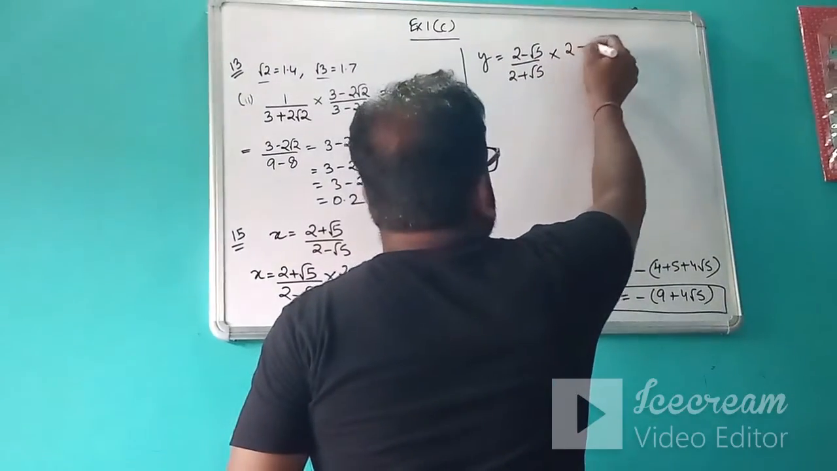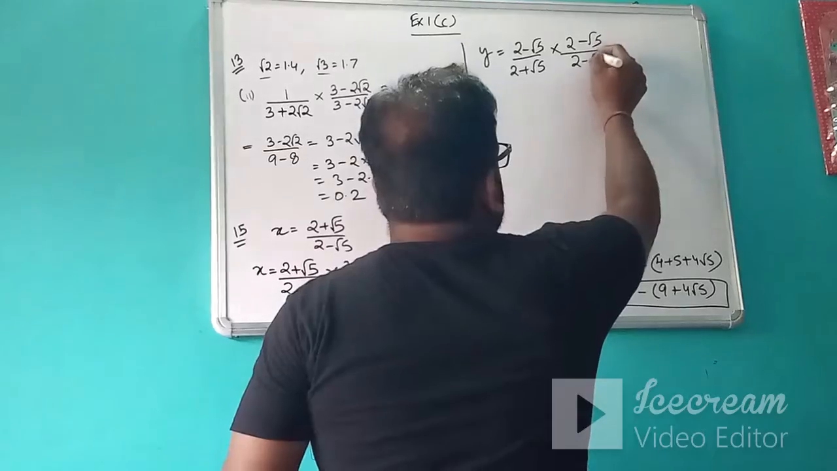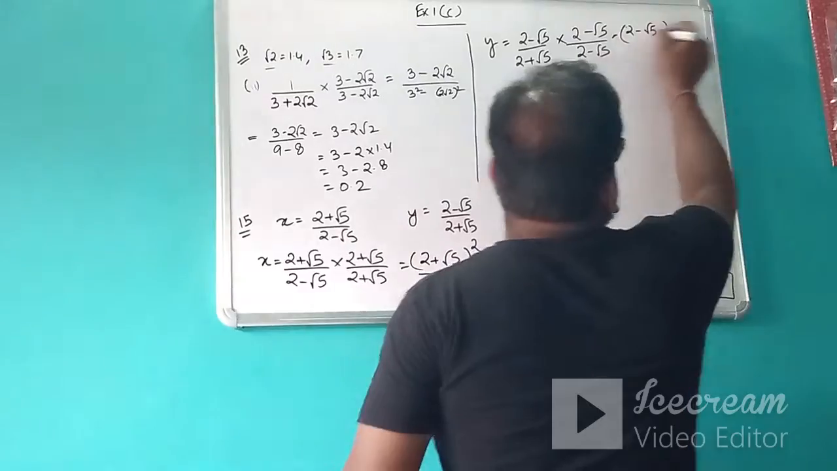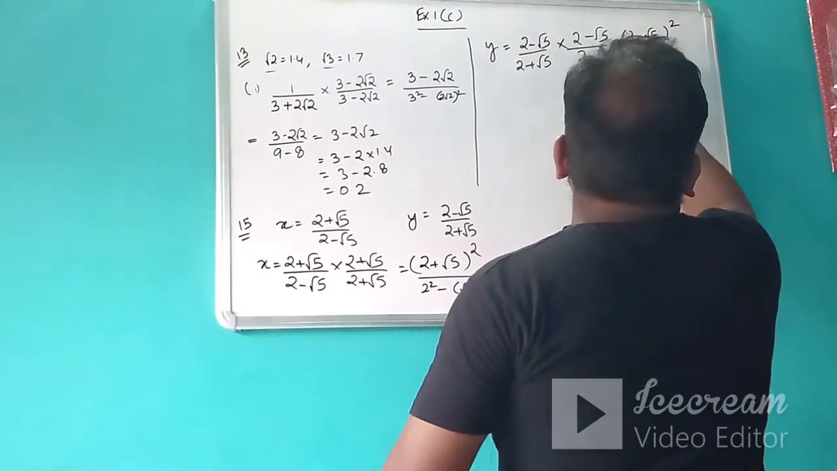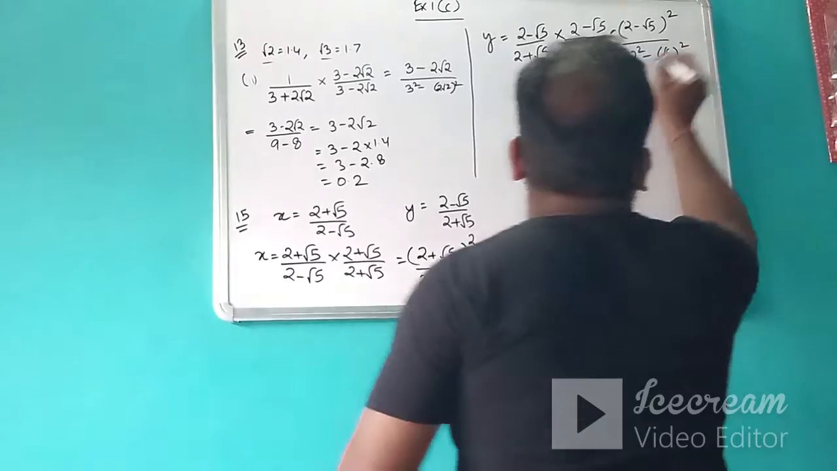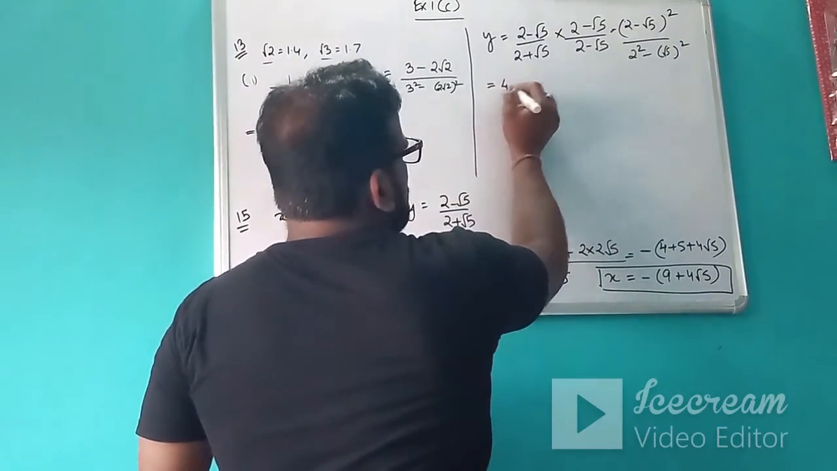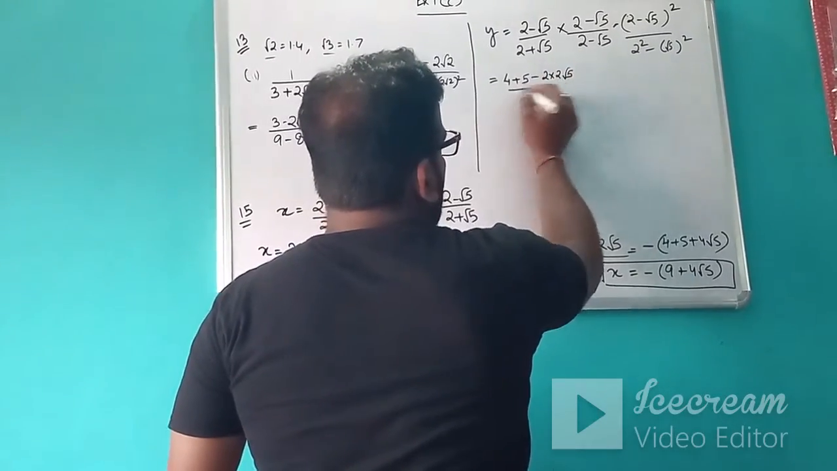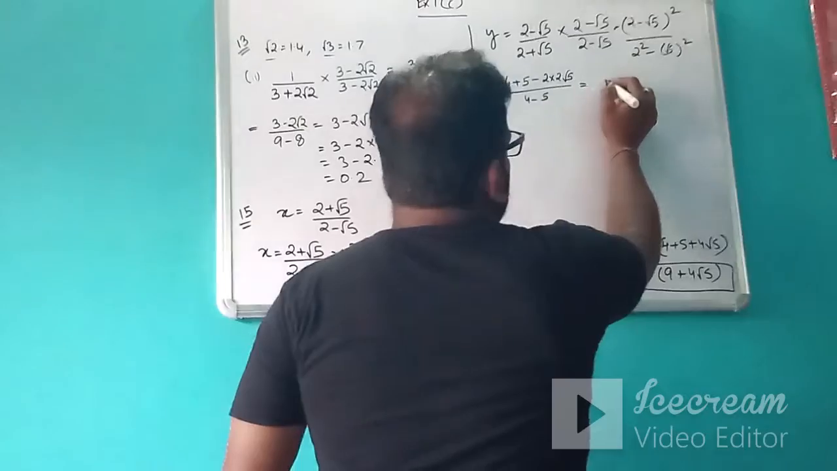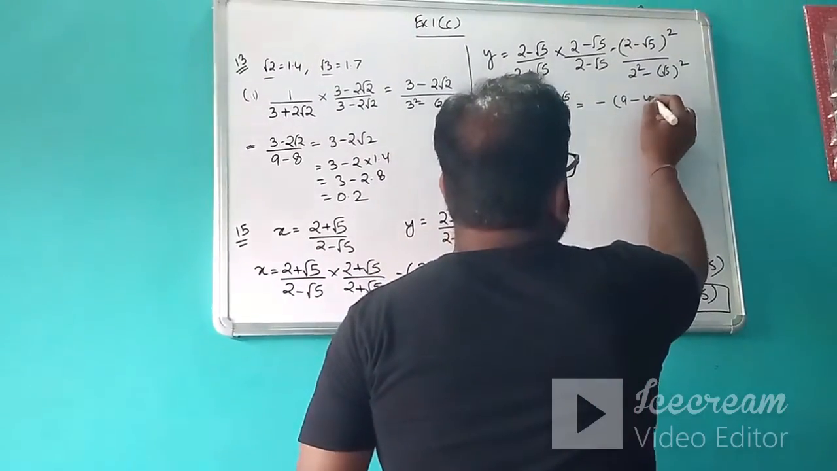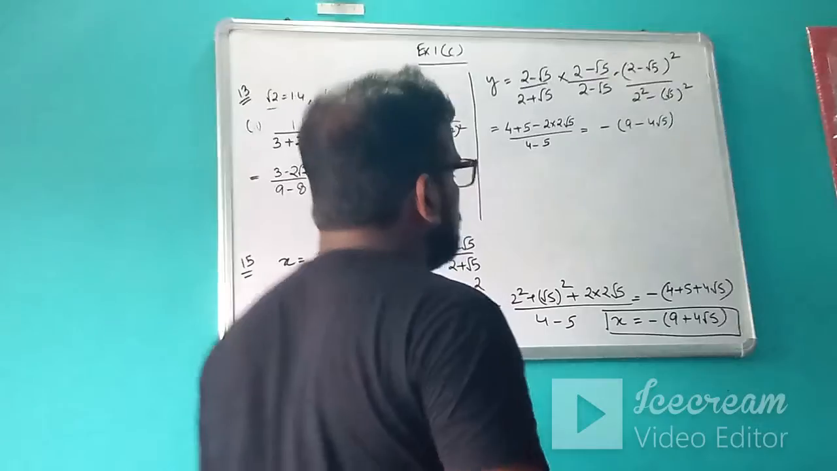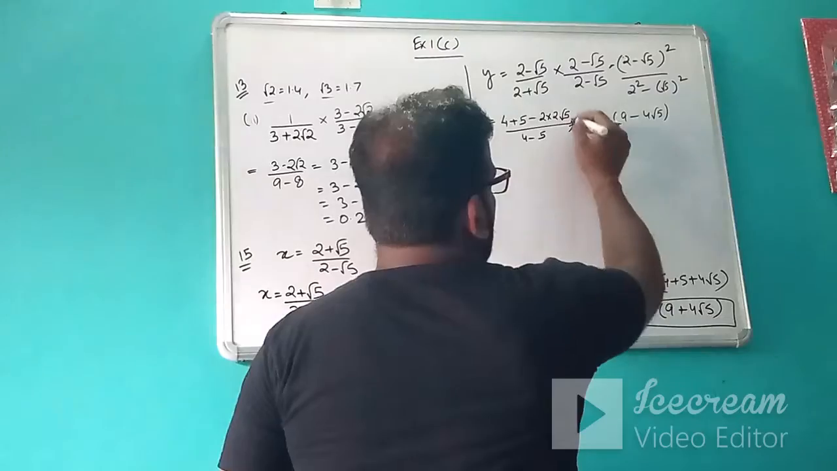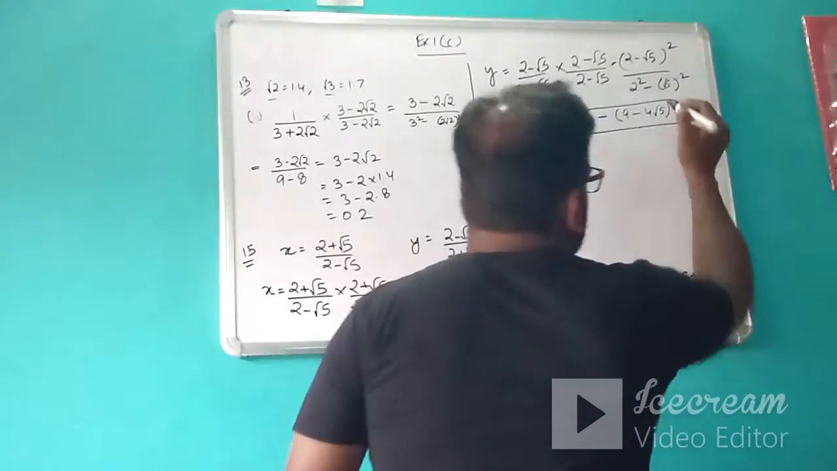We will do the rationalization. So it is 2 minus root 5 whole square upon 2 square minus root 5 square. So again 4 plus 5 minus 2 into 2 root 5 upon 4 minus 5, that is minus of 9 minus 4 root 5. So this will be our y. We will use this value of y for the further operations.